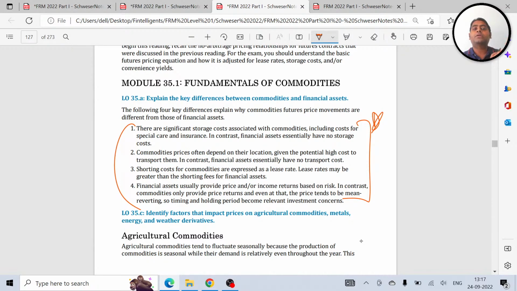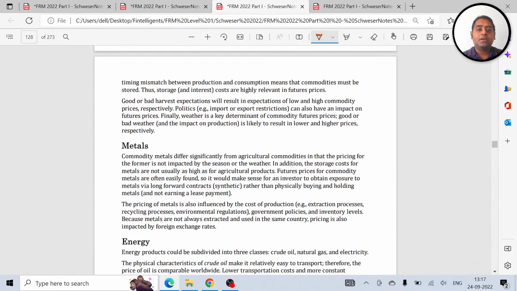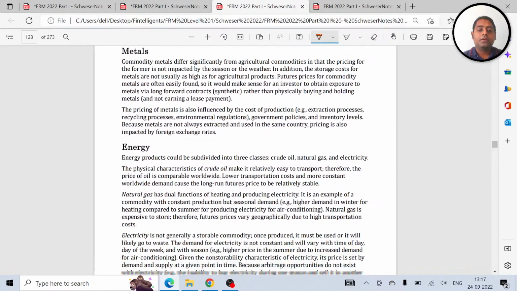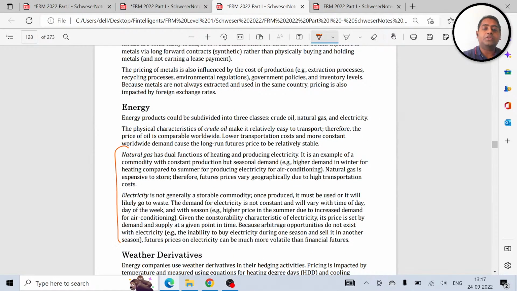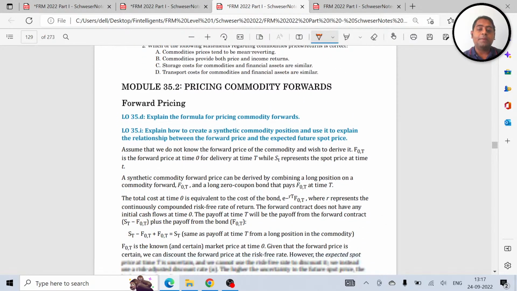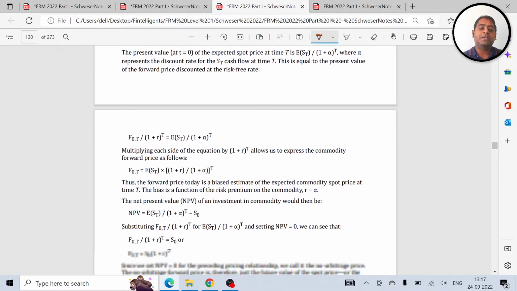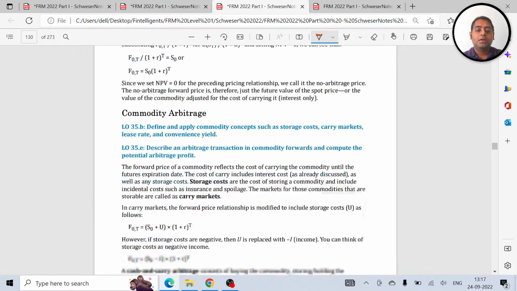Why do we look at normal investment asset differently and commodity differently? So this part is important. Under the commodities part, this part, natural gas and electricity is tested heavily. I've heard it is being tested heavily. Forward pricing, the basic approach, this part is not so important.